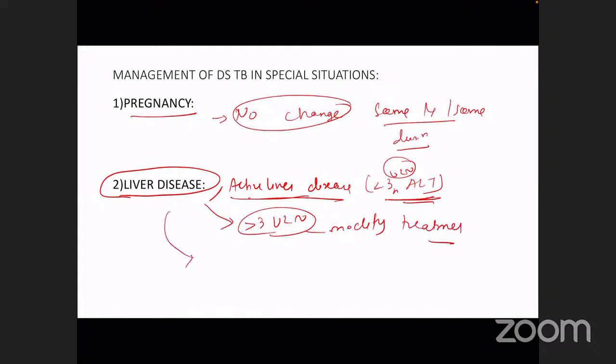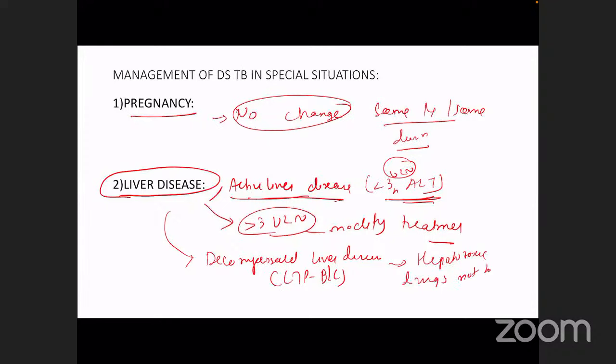Second thing, if the patient is having decompensated liver disease, by this I mean CTP B or C, the hepatotoxic drugs should be avoided. Drugs not to be used. Okay, I hope this is very clear.